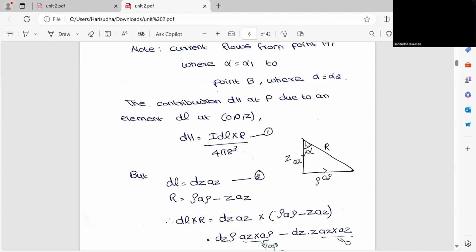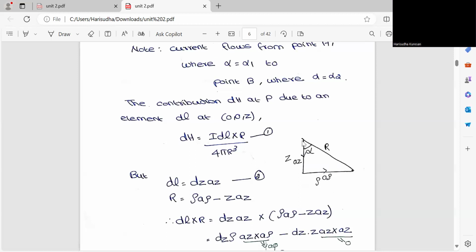is your alpha. That means this point will be your differential length, and this point will be your point P. And the line running from the differential length to the point P will be your distance R, and this will be the rho, that is the radius. So the unit vector along the rho will be the A rho, and the unit vector along the z-axis will be the AZ. Now we need to find what is dl.